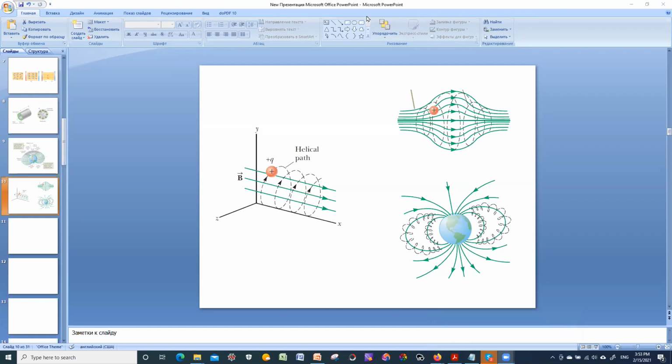Yes, I have a question. Why do magnetic field lines go from north to south?